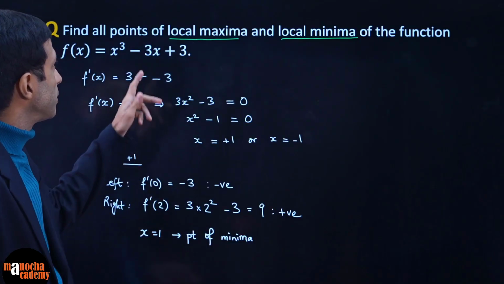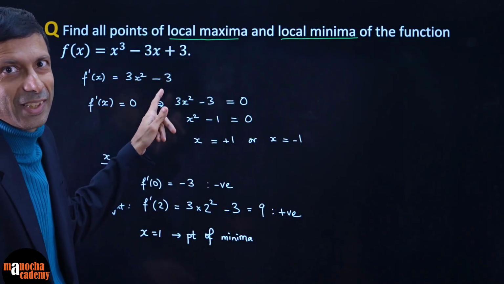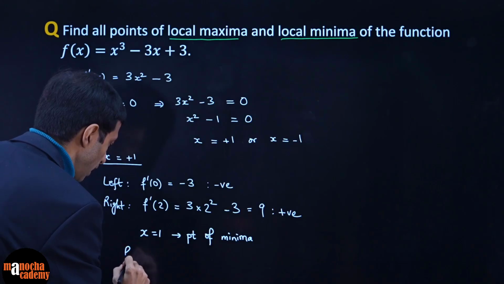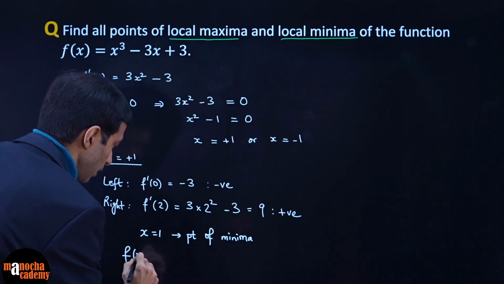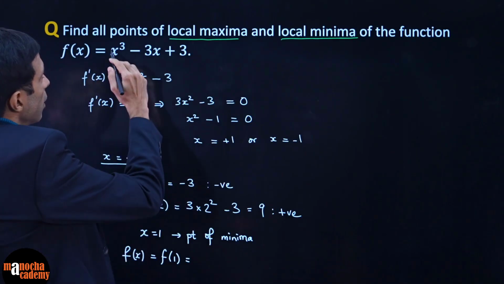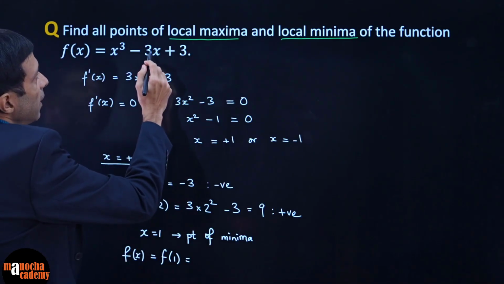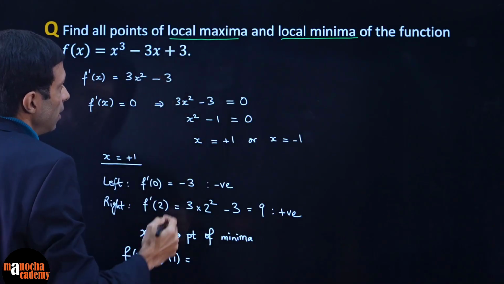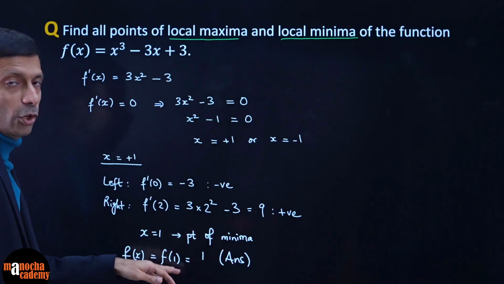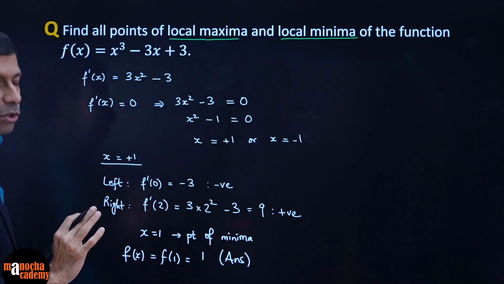Now here you have to substitute in the original function, not in f dash x. So you have to put it in the original function f(x), which means you have to find f of 1, which is going to be 1 cube, 1 minus 3 plus 3. So these two will cancel, right? And we will get 1. So the minimum value is 1 and it occurs at x equal to 1.